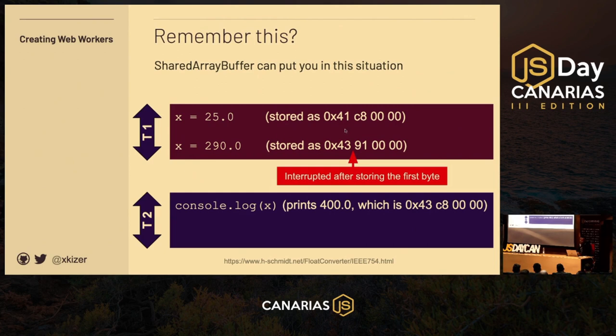Now, you remember when we had this image? Shared array buffer can put you in this situation, because you are now sharing something, and this is the only thing you can share in JavaScript. Actually, shared array buffer is disabled in most browsers, apart from Chrome. So you have to keep that in mind. And why it's disabled is because of a timing attack. It's going to be re-enabled, but currently it is disabled in all browsers except Chrome.